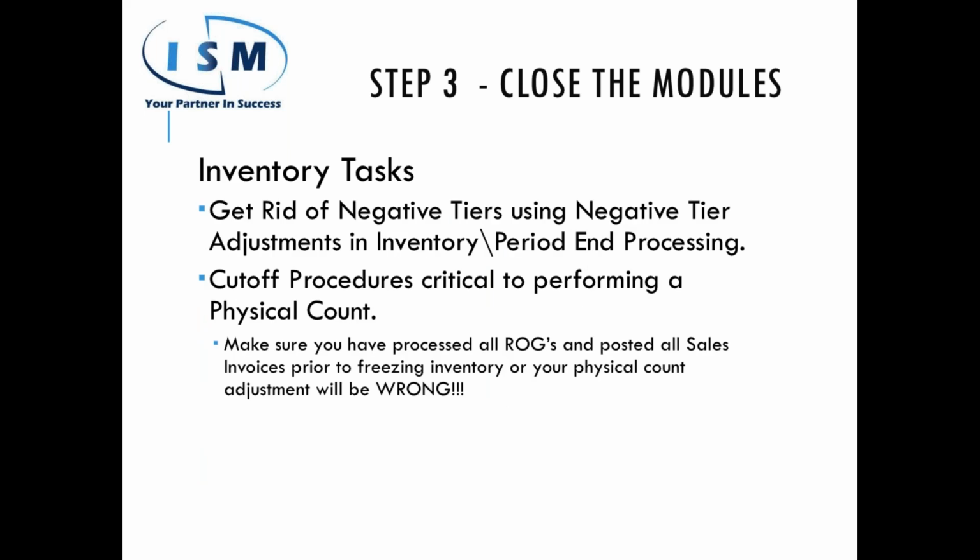In inventory at this time, normally I always tell people, if you know you're running a bunch of negative quantities in Sage, and you're not running your negative tier adjustments every month when you do your period end processing, at least try and make sure that you do it at least once a year, just so we can get rid of a lot of those negative numbers that are in the Sage 100 system. And then just also keep in mind that whenever you go to do your physical count, all your receipt of goods and all your sales order invoices need to be posted so that you can make sure that your physical count has an accurate account and the adjustment that Sage makes in the system is a correct adjustment to your inventory.